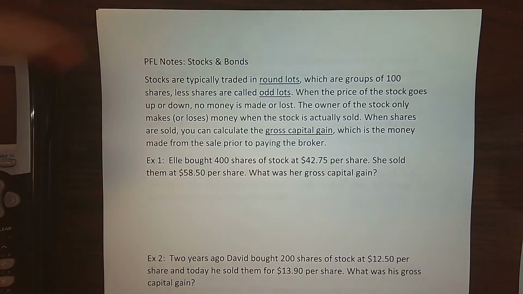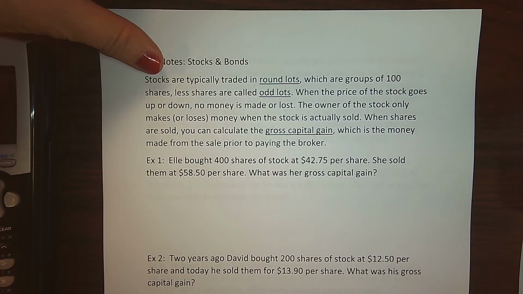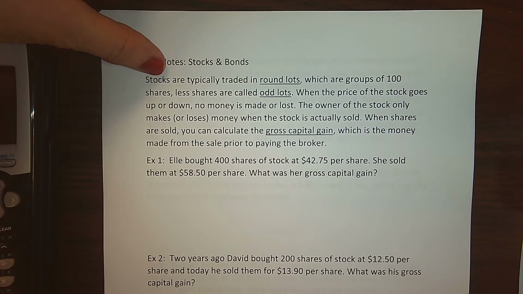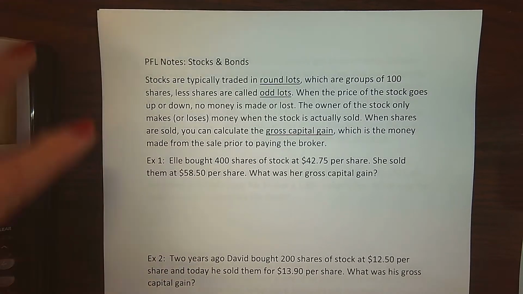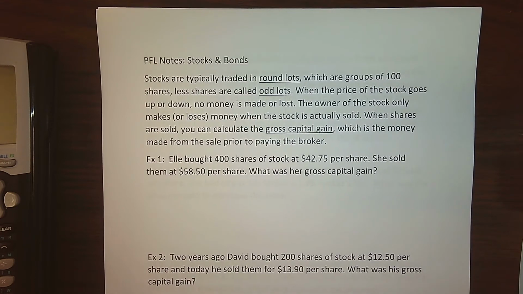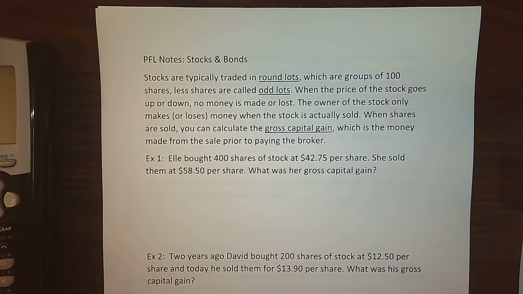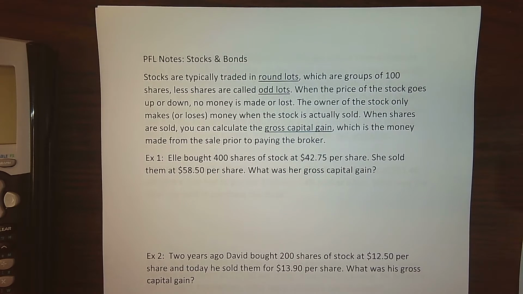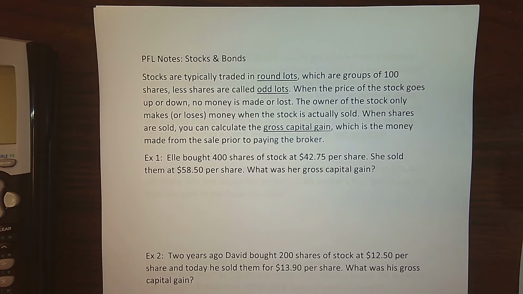First of all, stocks are typically traded in what we call round lots, and those are groupings of 100 shares. If there are fewer than 100 shares, we call that an odd lot. When the price of a stock goes up or down, no money is really made or lost by the person who owns those stock. It's only when they actually make a sale. So if they sell at a higher price, they've made some money, and if they sell at a lower price, they lose some money.